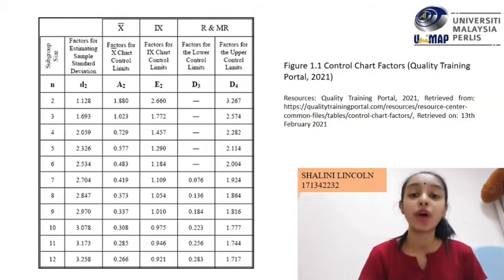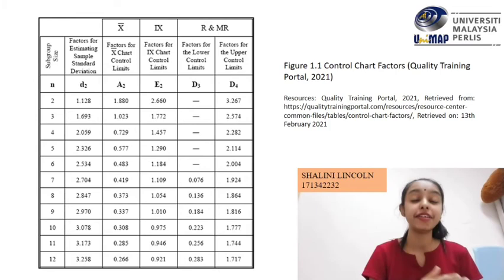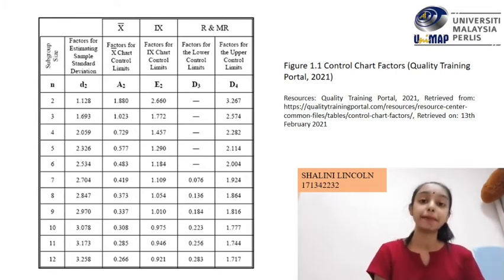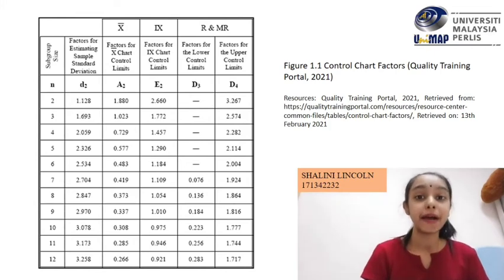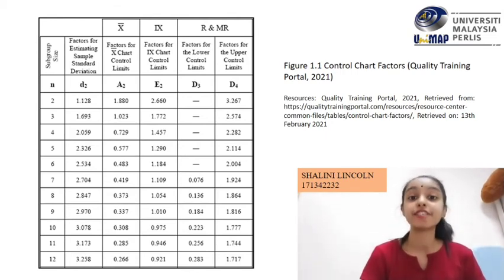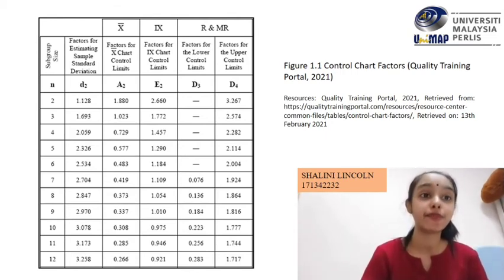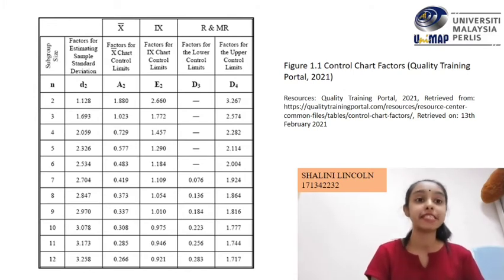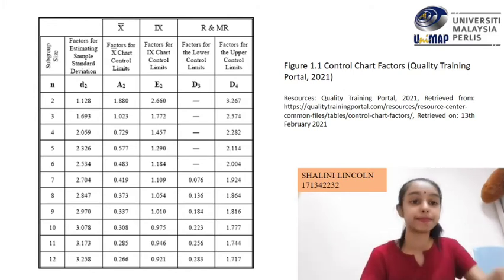This is the figure 1.1 mentioned earlier, which can be seen to determine the D3 and D4 value. It can be determined by looking at the N value, which is the subgroup value, and the N value of our analysis is 5. So the D3 and D4 value can be obtained, which is the D3 value is 0 and D4 value is 2.114.